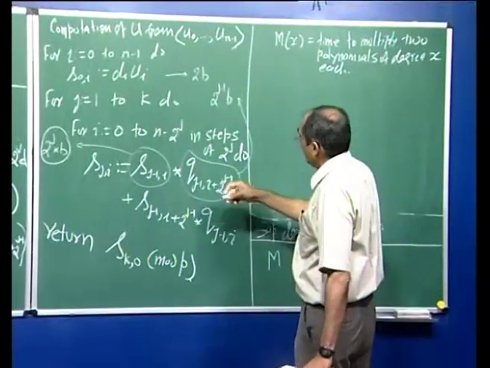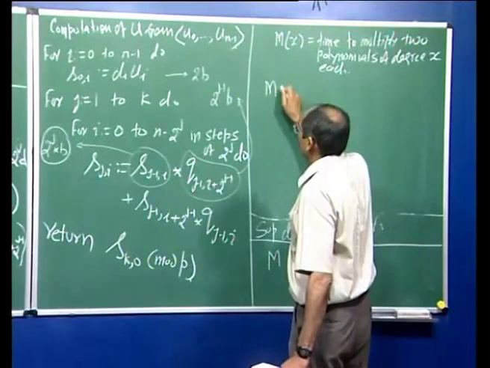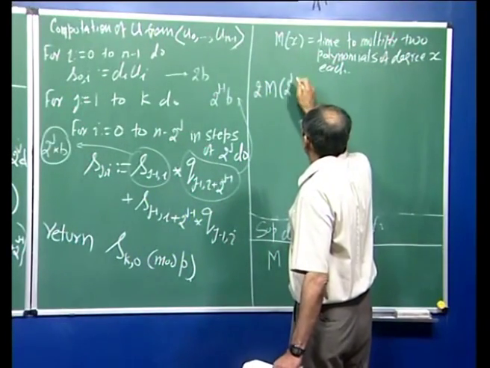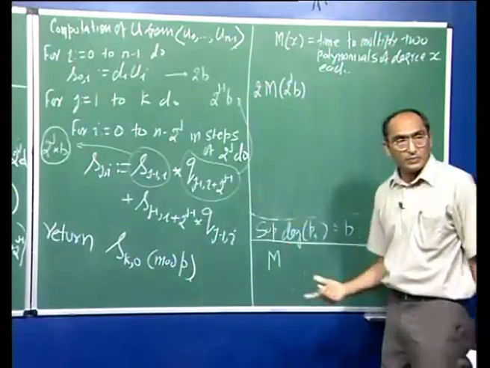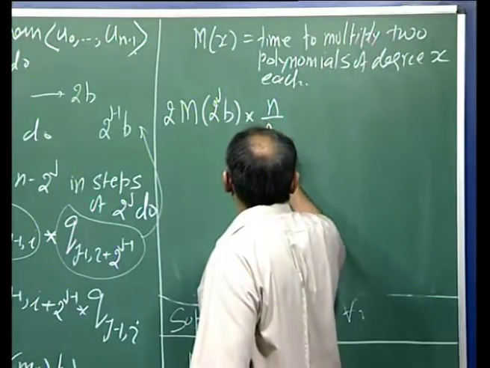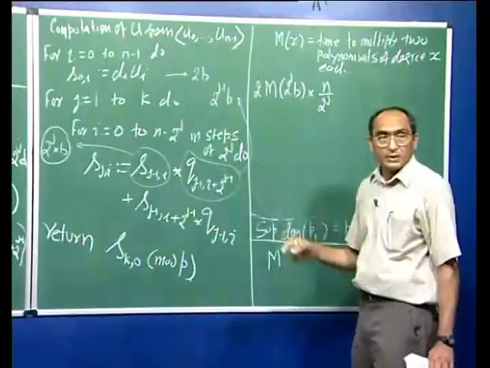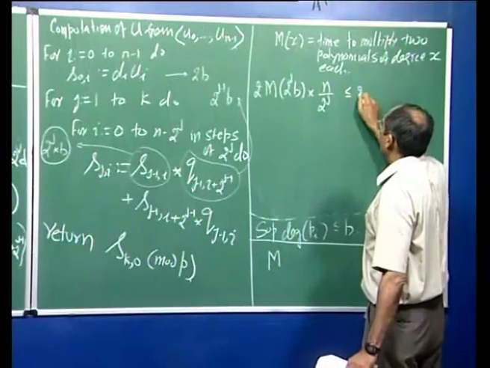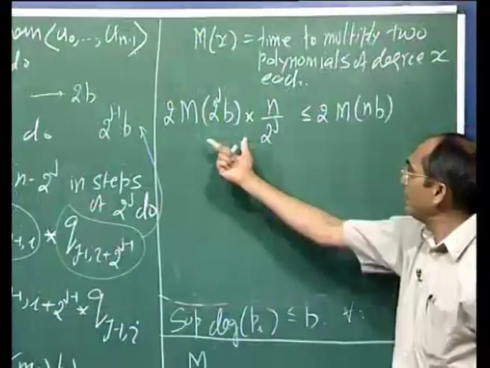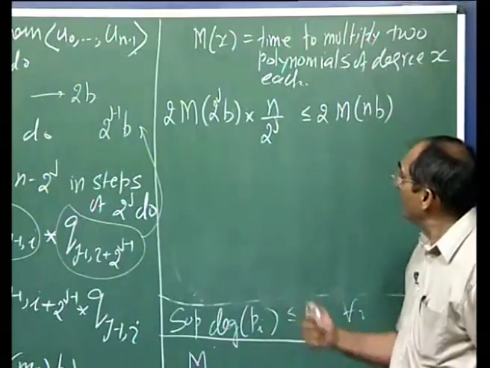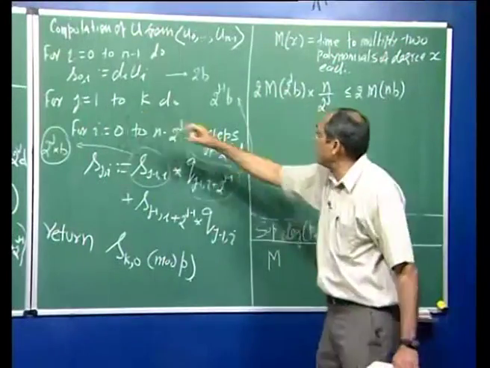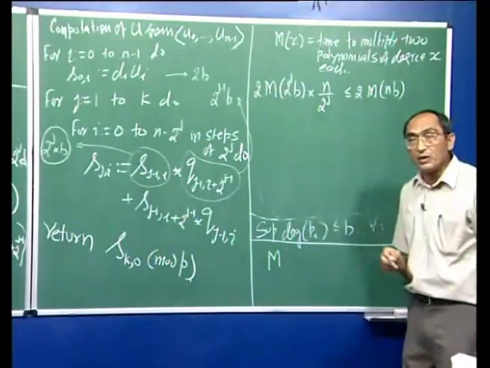So, this step takes m times 2 power j times b. One of these steps takes this much, and then there are n by 2 power j such steps in it, and this we know is less than or equal to m n b. Once again, because this is at least linear. This is independent of j, and we have k such steps. K is nothing but log of n.